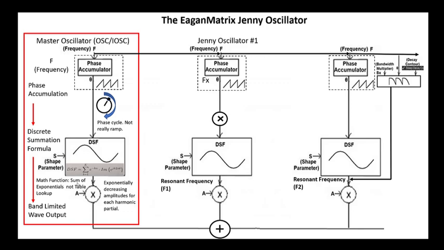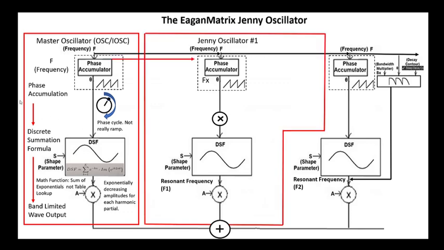That really doesn't matter for our discussion here. What matters is the end result is a band-limited wave output, and the harmonics of that wave are defined by the S function, the shape parameter, or spectral balance parameter, we all use when we create an oscillator in the EaganMatrix. So we have this oscillator, and now we define a Genie oscillator to the right of it. Now the Genie oscillator takes the phase of the master oscillator and uses that to feed phase information to its own DSF component. With the phase, it also inherits the frequency of the master.